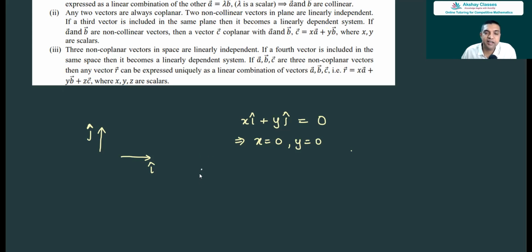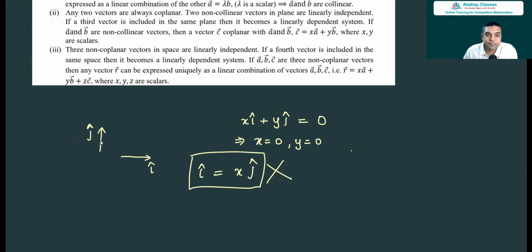I cannot write i in terms of j. I cannot write i cap is equal to some x times j cap. This is not possible, because they have a different sense of direction. We cannot combine the two.